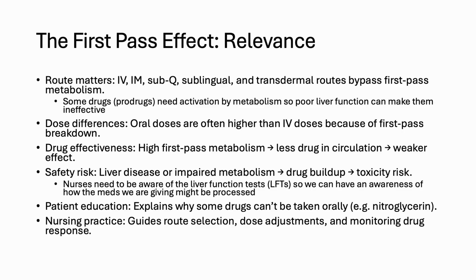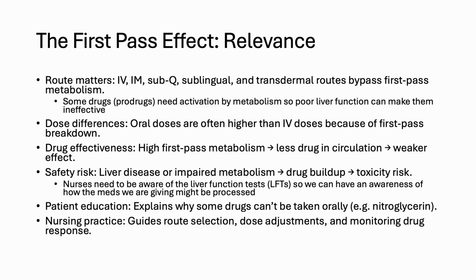We need to know about the first pass effect for safety reasons. There are people with liver disease, or for some reason they have impaired metabolism. Drugs are going to build up and build up because the liver isn't taking them apart properly, not deactivating them properly, and so you're going to have a toxicity risk. If your liver doesn't work as well as the average person's, drugs don't get metabolized, which means taken apart, and some of it becomes inactive. You're going to end up with more drug in systemic circulation because the liver hasn't deactivated some of it like it's supposed to.